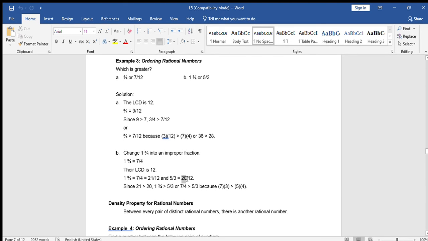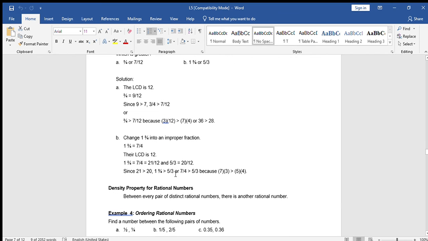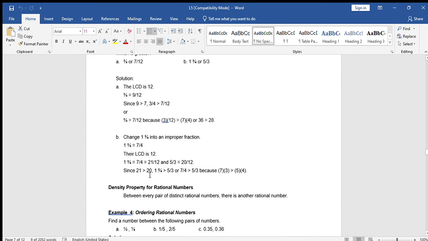Okay, each of them is divided by 4. 20 divided by 4, that's 5. 12 divided by 4, that's 3. Okay? So, again, we follow the rule from earlier. Since 21 is greater than 20, 1 whole and 3/4 is greater than 5 over 3. The numerator is greater than the numerator of the other, that only means that 1 and 3/4 is greater than 5 over 3.